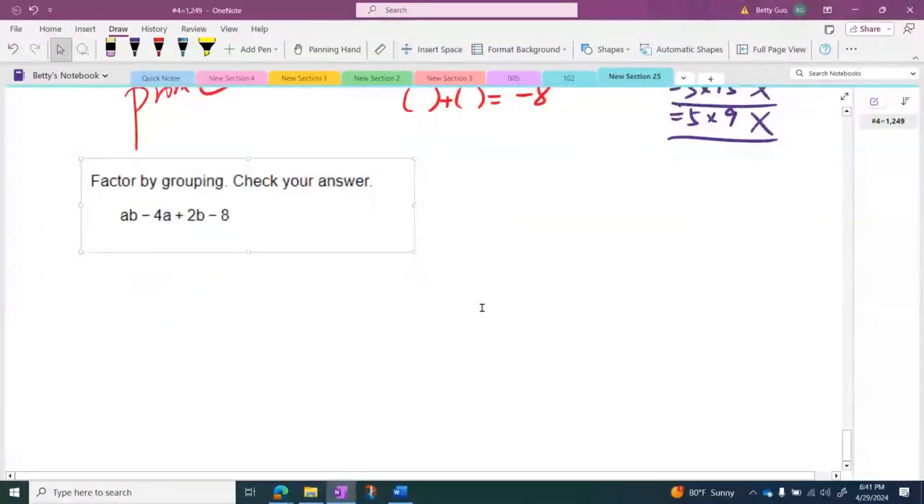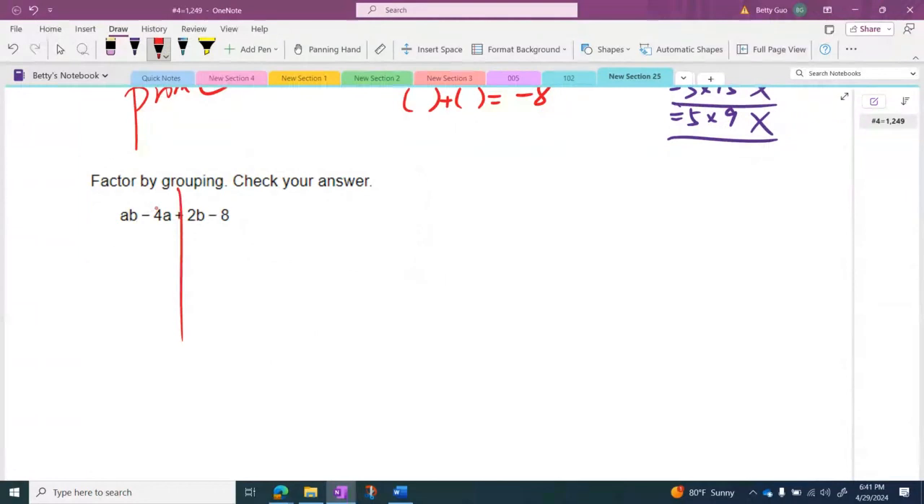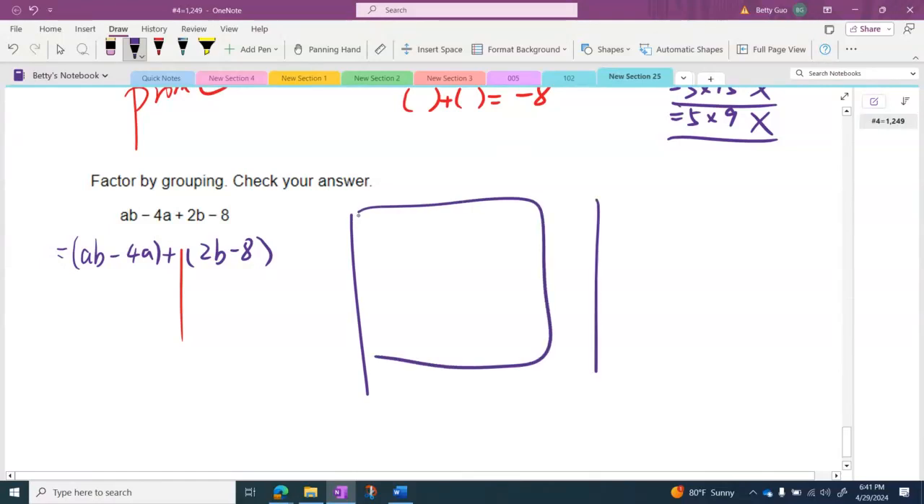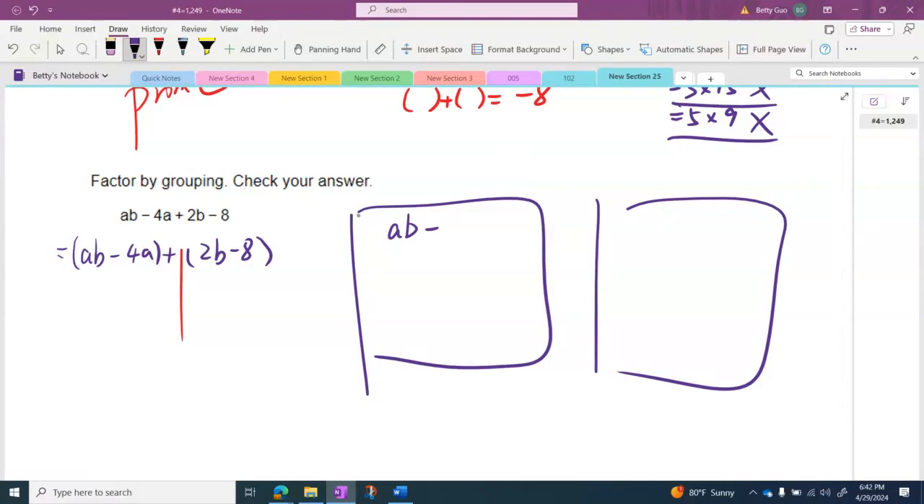Factor by grouping, check your answer. Okay, by grouping, remember, cut in the middle, right? This is going to be the first group. This is going to be the second group. Cut in the middle. Sometimes I couldn't see if it is positive or negative. It's positive. Okay, so I'm going to draw 2 boxes. In the first box, I put the first group. In the second box, I put the second group.